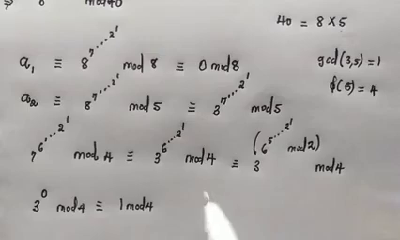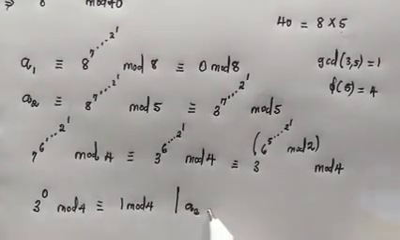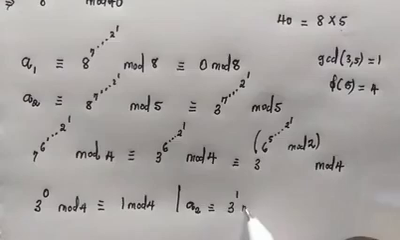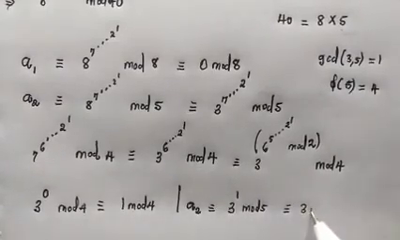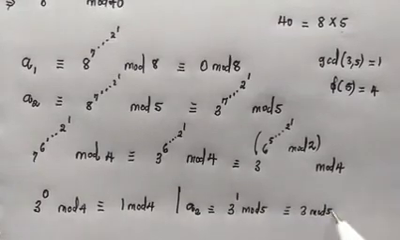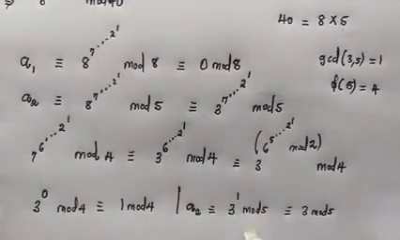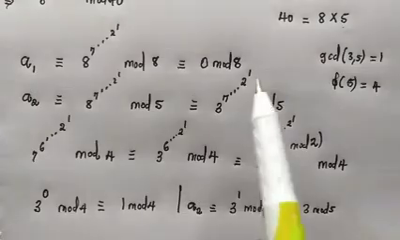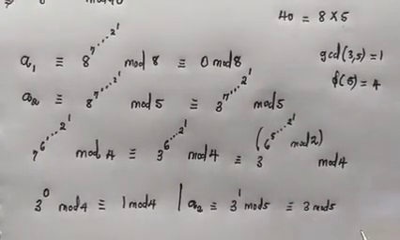mod 4, right? Therefore, we say that a sub 2 is congruent to 3 raised to the power of 1, and then mod 5, and this is congruent to 3 mod 5. So we can see a sub 1 is congruent to 0 mod 8, while a sub 2 is congruent to 3 mod 5. So we need the smallest number that when it is divided by 8 has a remainder 0, but when it is divided by 5 has a remainder 3.